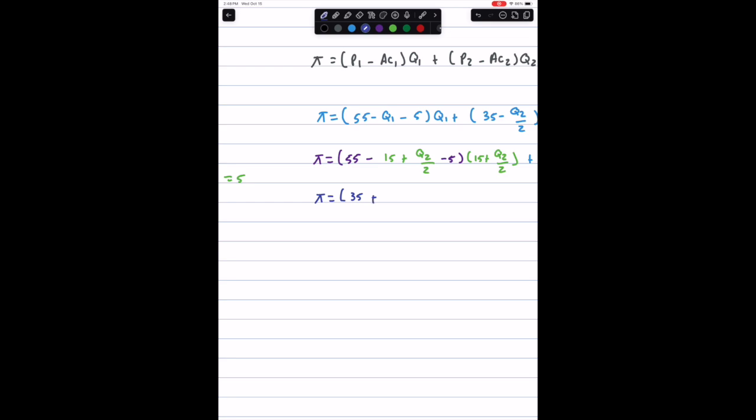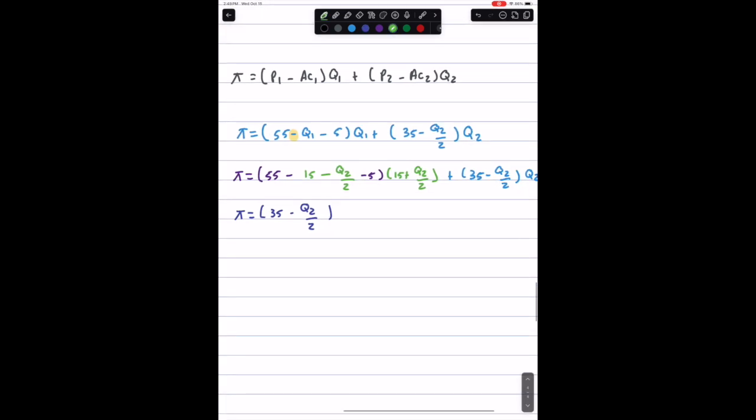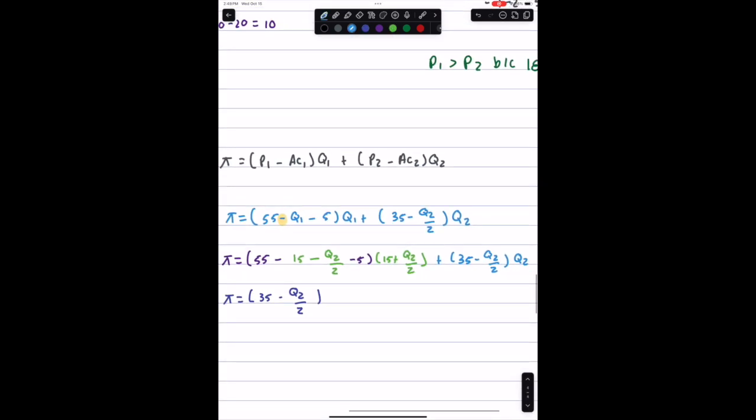minus, I made a mistake, minus Q2 over 2. And the reason is because we have to factor in this negative sign into this whole equation. So this is actually going to be a minus right here. That is my mistake, right? Because we know this is equal to negative 15 plus Q2 over 2, which is equal to negative 15 minus Q2 over 2.